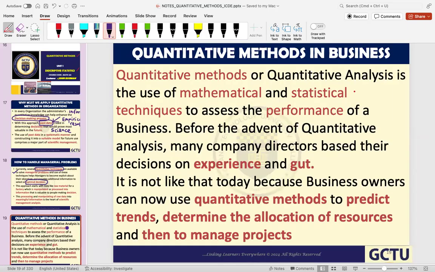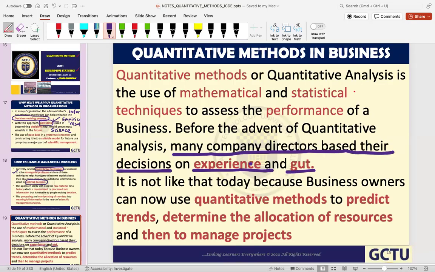Now, specific in business, many company directors base their decisions on experience and gut or ego, because they think they've been doing the business for a very long time. They can use their knowledge of the past to improve the business. And most of the time, they get it wrong.